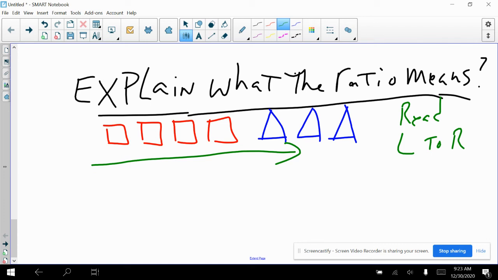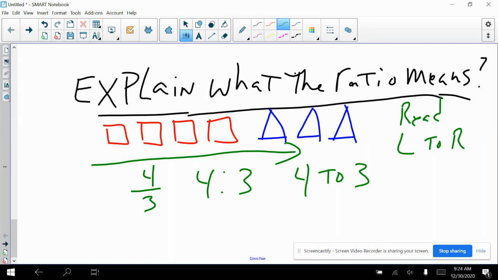So if we were to write this ratio 3 different ways, that would be 4/3. 4/3 is a fraction. 4:3, and 4 to 3. Notice that the 4 comes first because we're reading left to right, and the square comes first in the picture.